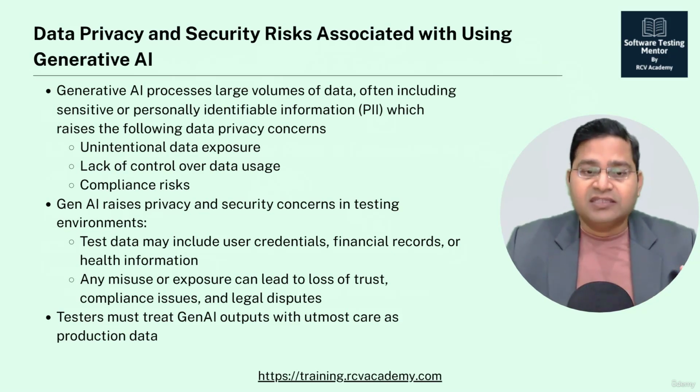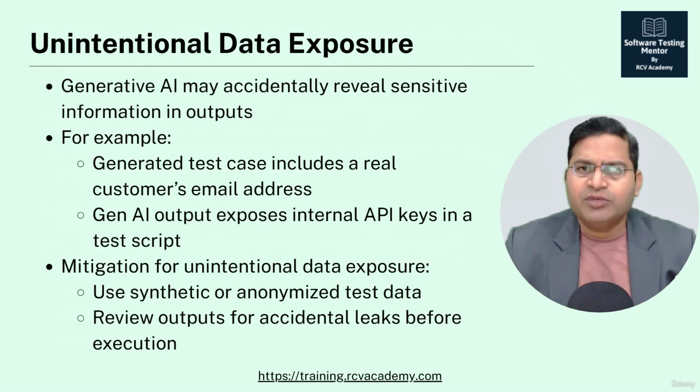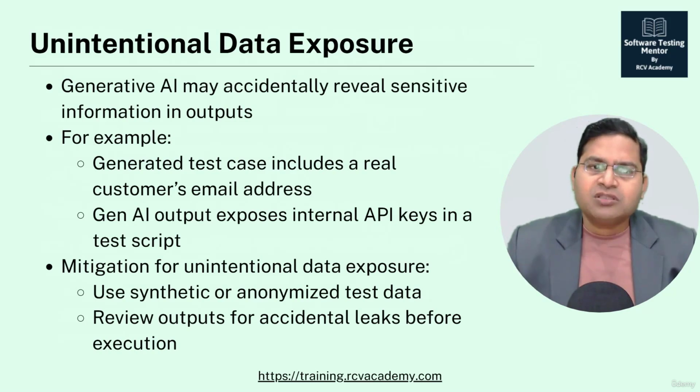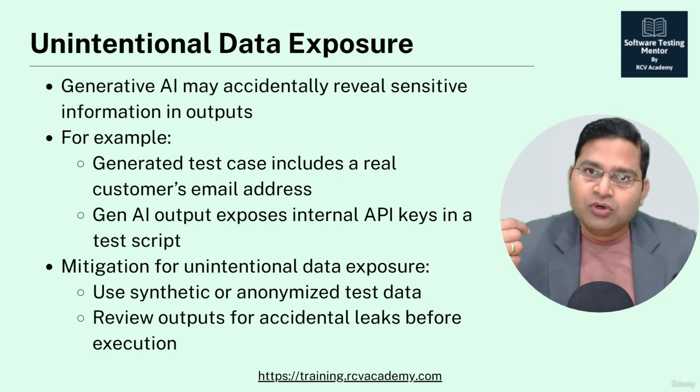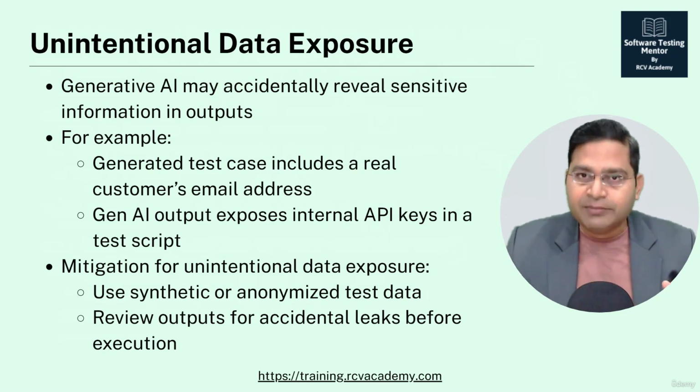And how as a tester you will handle these. So if we talk about unintentional data exposure, Gen AI may accidentally reveal sensitive information in outputs. How? Because a generated test case might include the real customer's email address. If the model has access to your internal database, it might fetch information and pick the real customer email, customer address, or any sensitive information of the customer and provide that data in the test case. Gen AI output might also expose internal API keys in the test script.